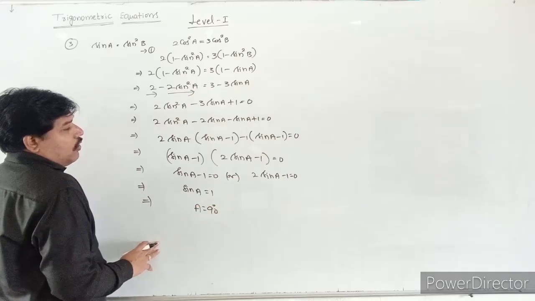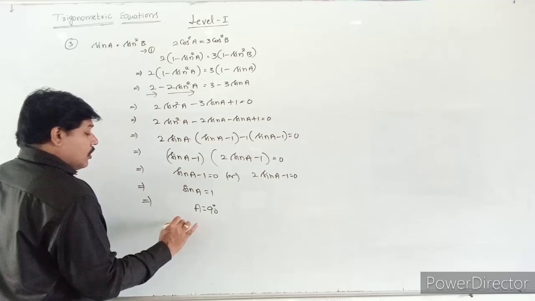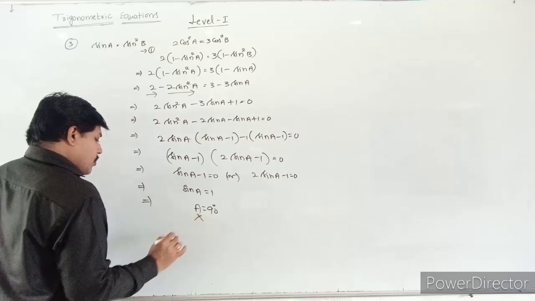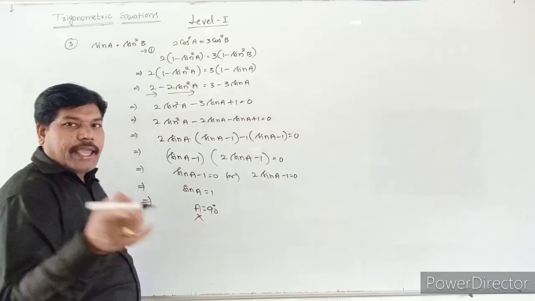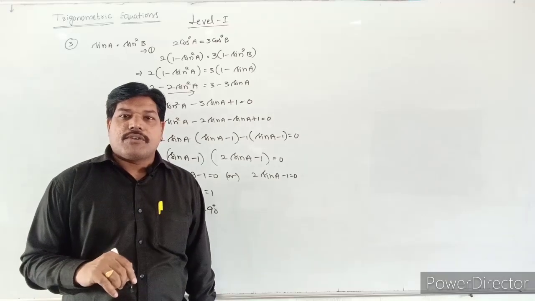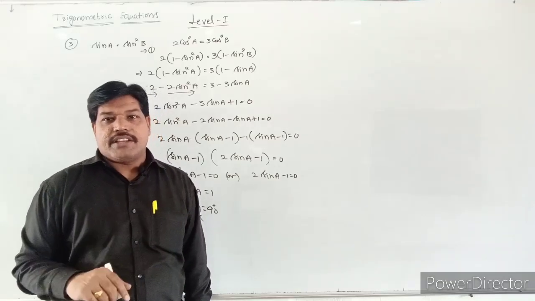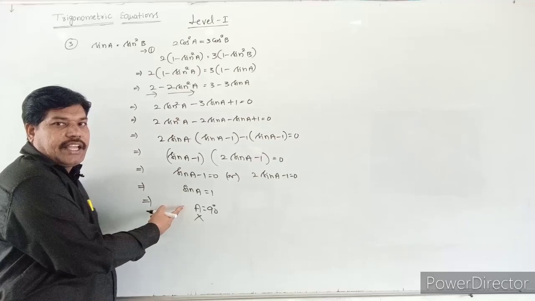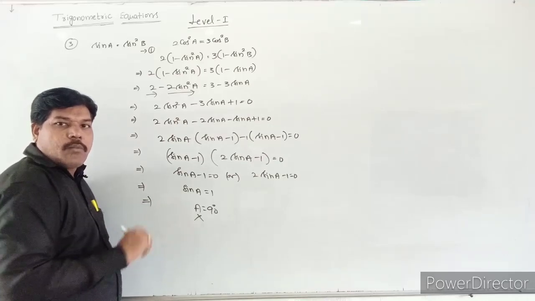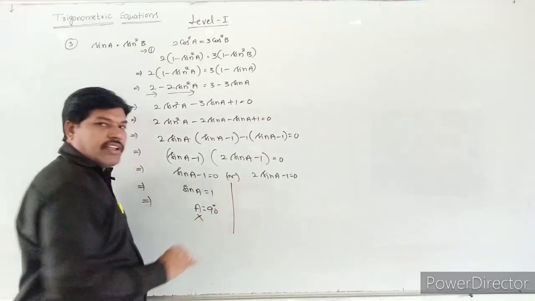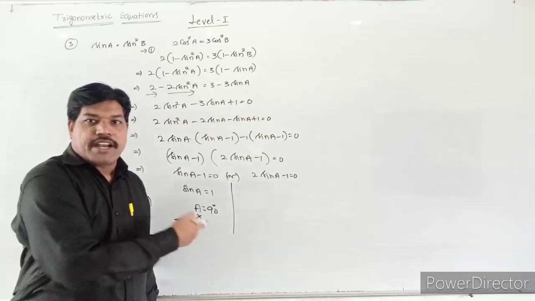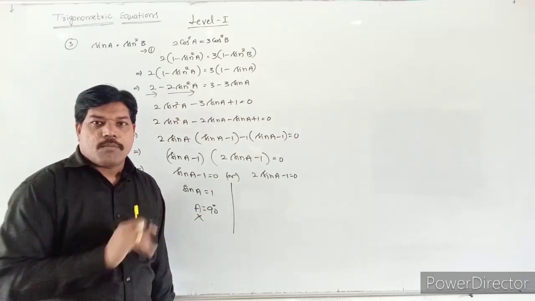It is not possible. Why? Because A and B are acute angles. What is the meaning of acute angle? The angle is less than 90 degrees. But here we got A as 90 degrees. In the question they have already given that A, B are acute angles, but you are getting a right angle here. So that's why it is not possible.